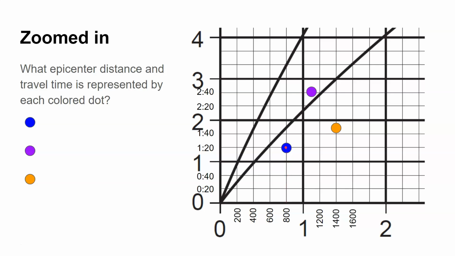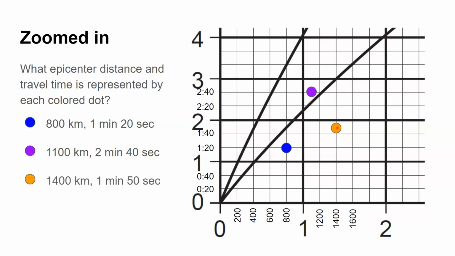So we want epicenter distance first. So the blue dot is at 800 kilometers at a time of 1 minute and 20 seconds. The purple dot is halfway between 1,000 and 1,200. So that's a distance of 1,100 kilometers at a time of 2 minutes and 40 seconds. And the yellow dot is at 1,400 kilometers. Then it's halfway between 1 minute and 40 and 2 minutes. So we'll call that 1 minute and 50 seconds.